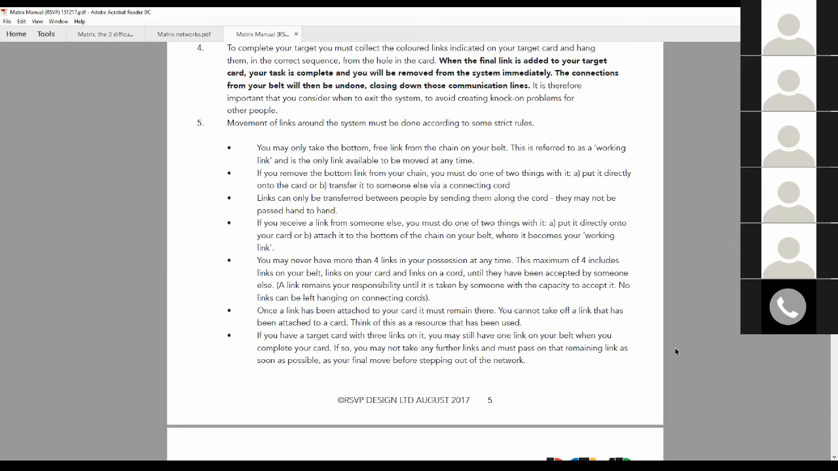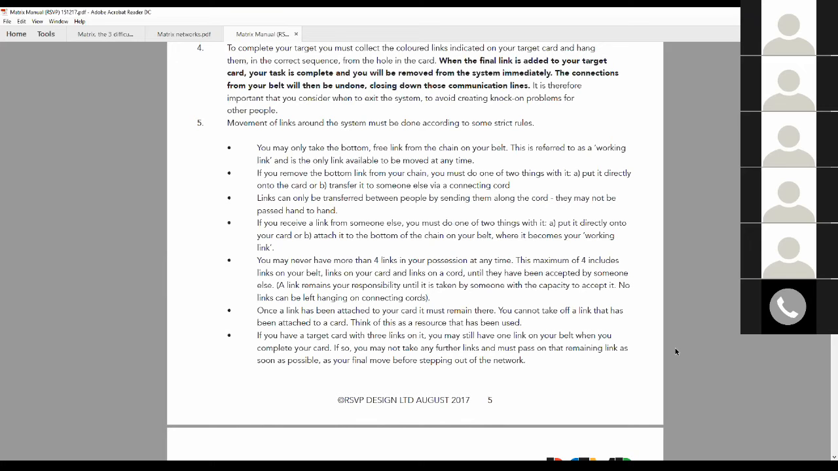If you receive a link from someone else, you must do one of 2 things with it. Put it directly onto your card or attach it to the bottom of the chain on your belt where it becomes your working link. I'm conscious in the video earlier we said there were 3 things that you can do. This idea of being a transit point, of receiving a link and moving it straight onto someone else, shortcuts the process of putting it onto your chain as the working link, then taking it straight off and moving it elsewhere. So in effect, there are only 2 things you can do, but acting as a transit point is just a shortcut for attaching it to become your working link.